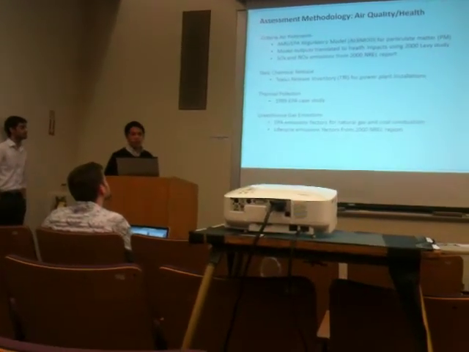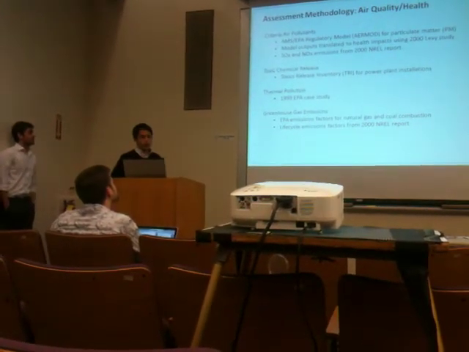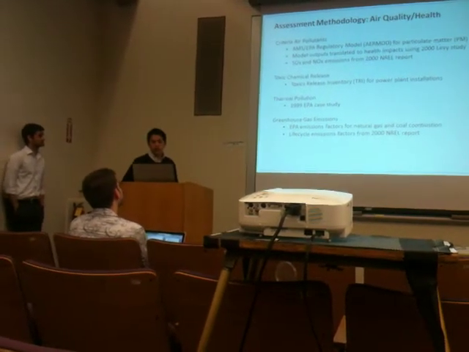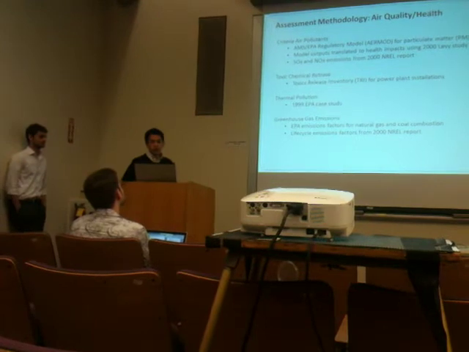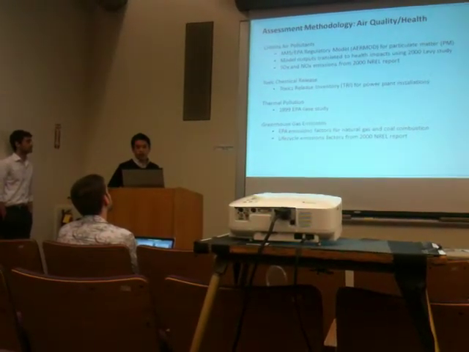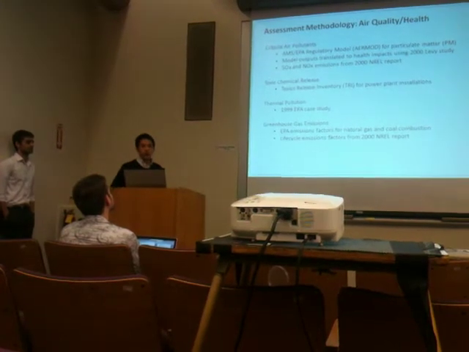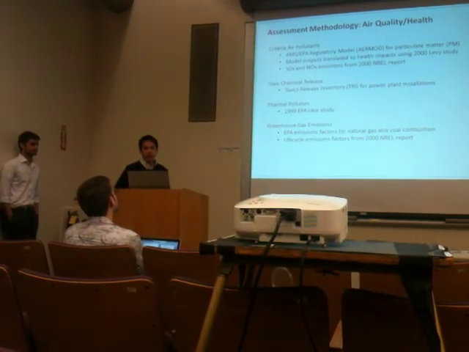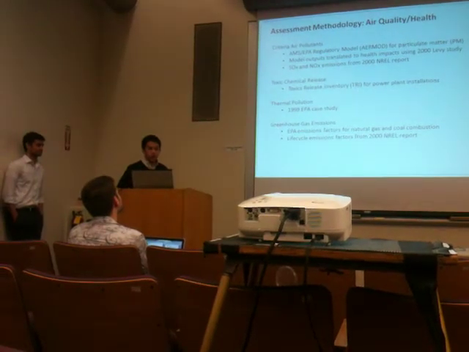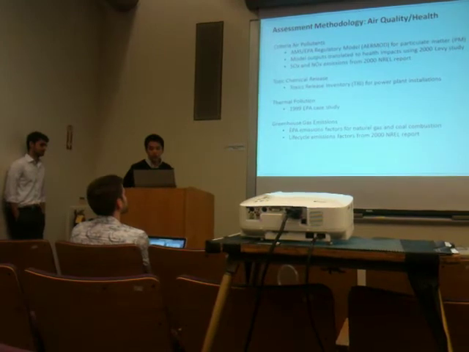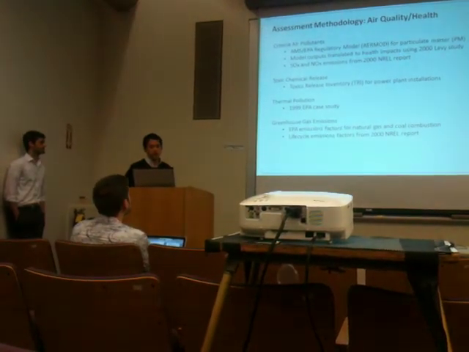For the criteria air pollutants, we used the AMS EPA regulatory model. In 2009, Dominion Energy submitted a prevention of significant deterioration application for its cooling tower and dry scrubber projects, and we used these as inputs into the model. We translated these model outputs to health impacts using a 2000 study conducted by Jonathan Levy at the Harvard School of Public Health. Furthermore, SOx and NOx emissions were estimated using a 2000 report from the National Renewable Energy Laboratory.